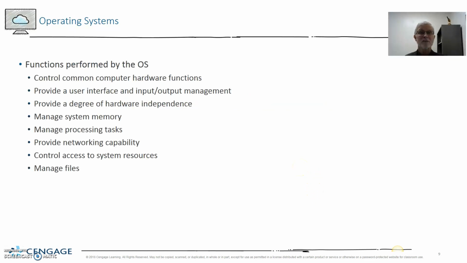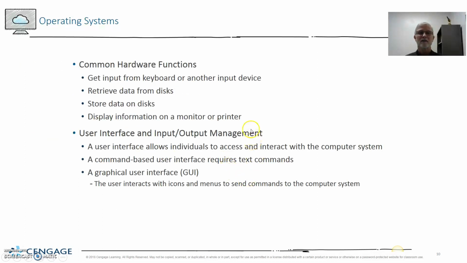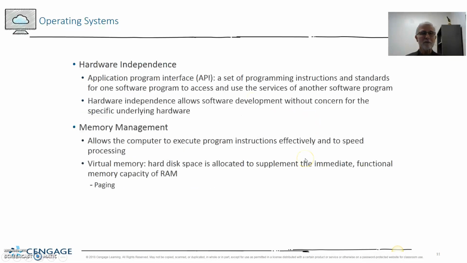Now, operating systems: the types of functions they control are common hardware, the user interface, input-output, and the degree of hardware dependence. They manage the memory, the processes, the processing tasks, the network capabilities, files, printers, just tons of stuff. Common hardware functions include keyboards, retrieving data, printers, and graphical user interfaces. For hardware dependence, the question is how an application program interfaces to a particular configuration.